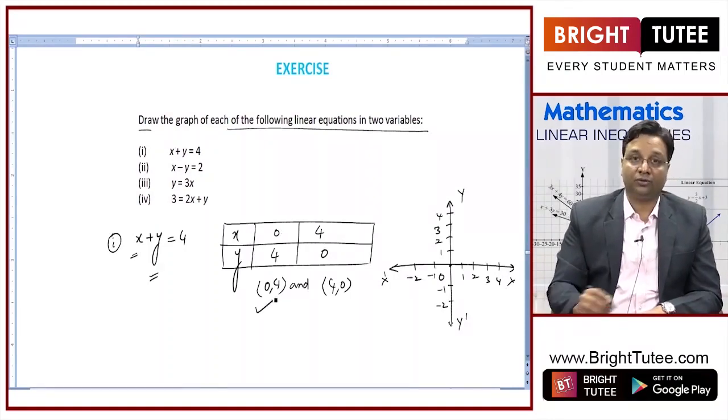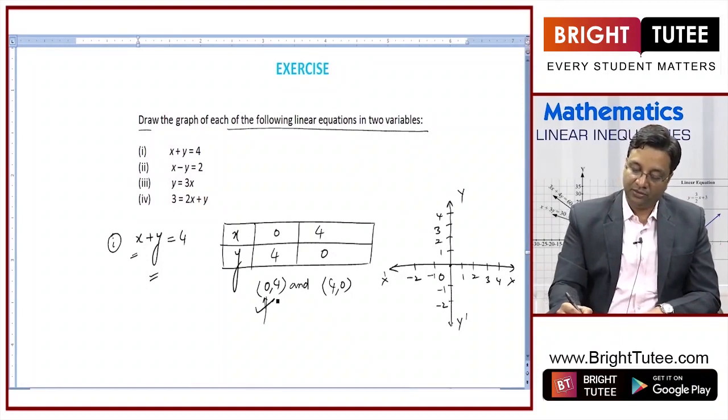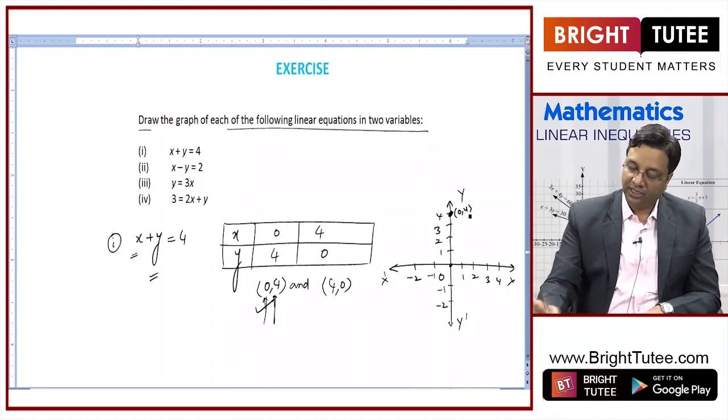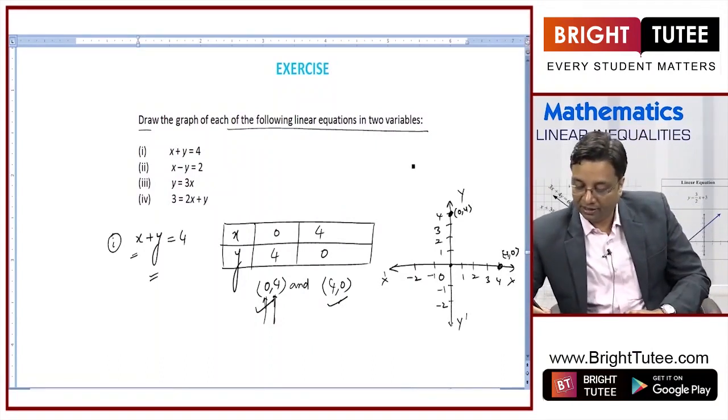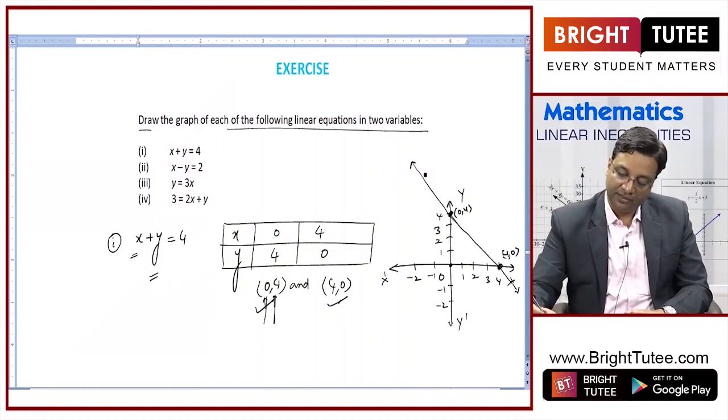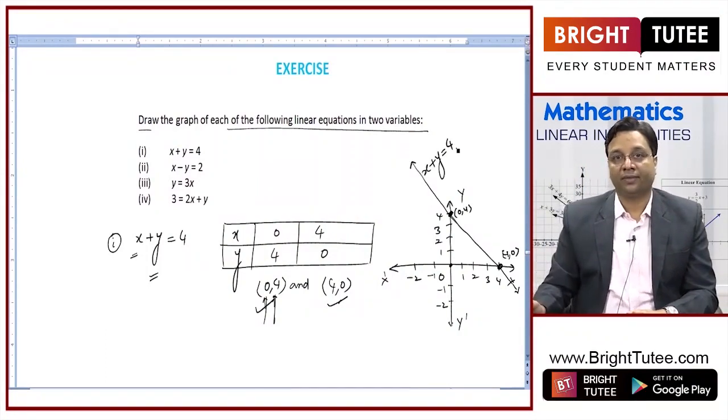First point is (0, 4). So abscissa is 0, ordinate is 4. Abscissa 0, ordinate 4 means this point here, (0, 4). And (4, 0) means abscissa is 4, ordinate is 0. So this is the point (4, 0). And the graph is the line passing through these 2 points. This is the line which is x plus y equals 4. Okay.